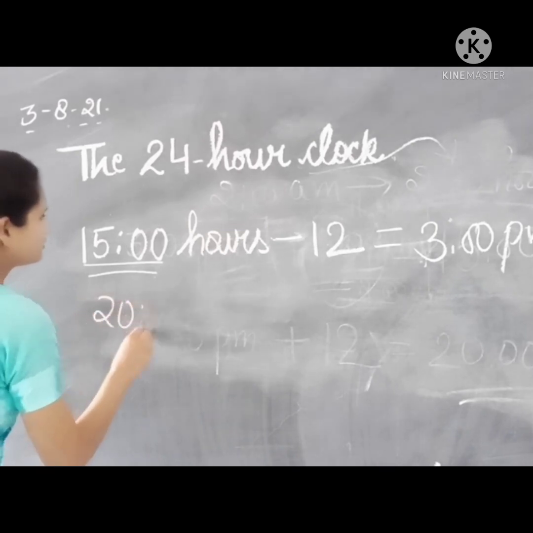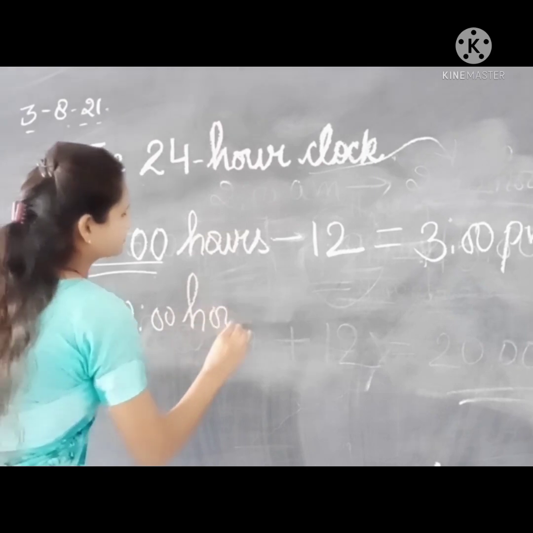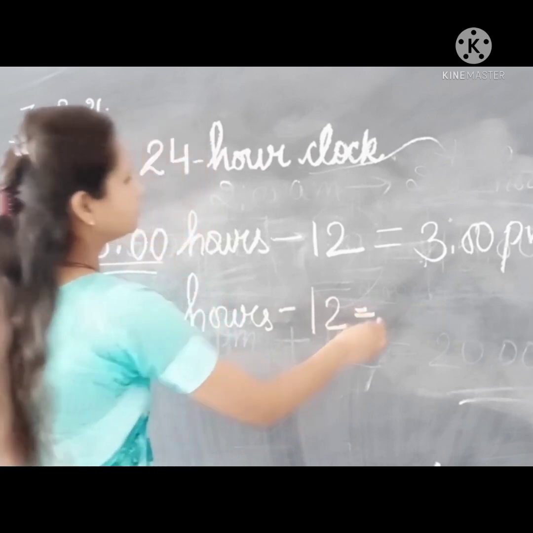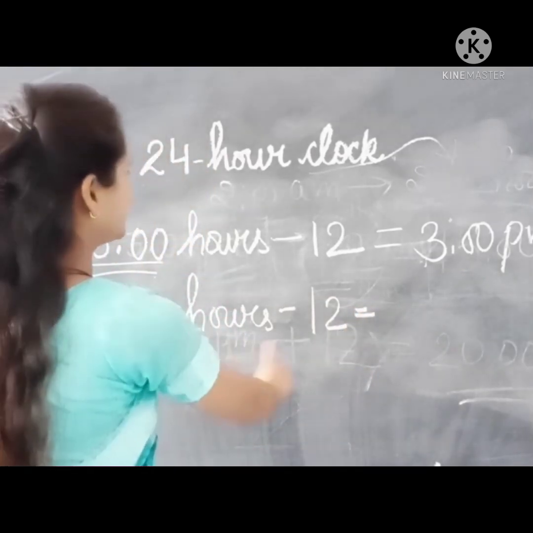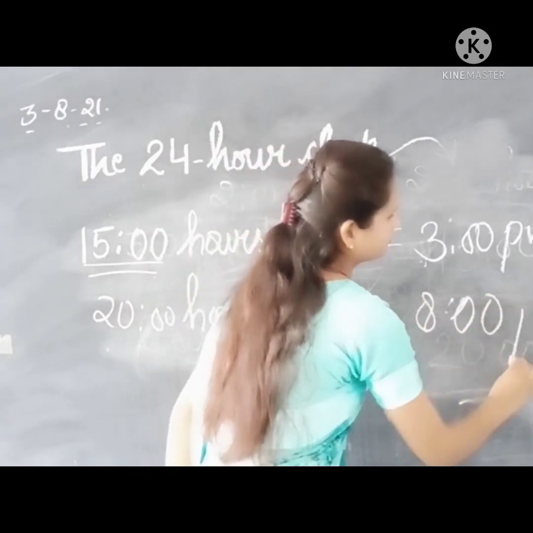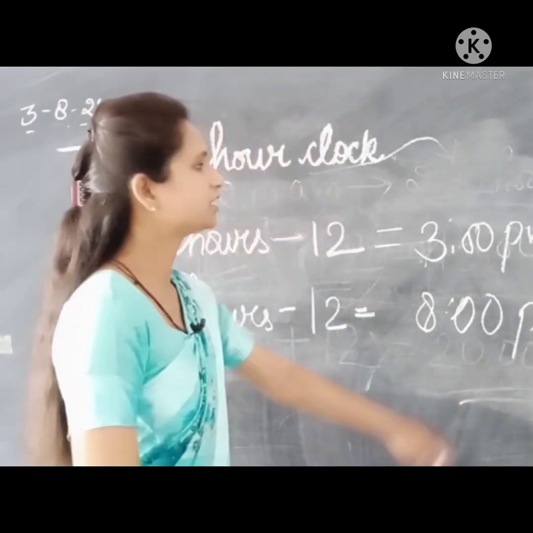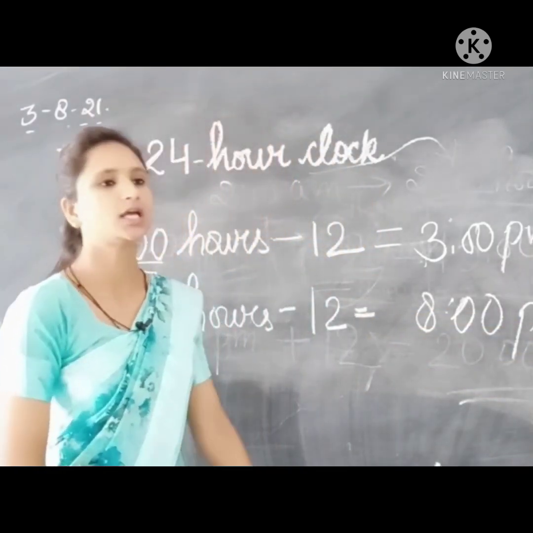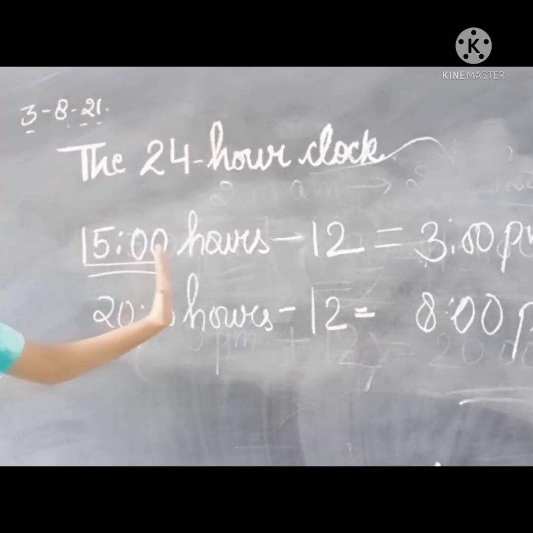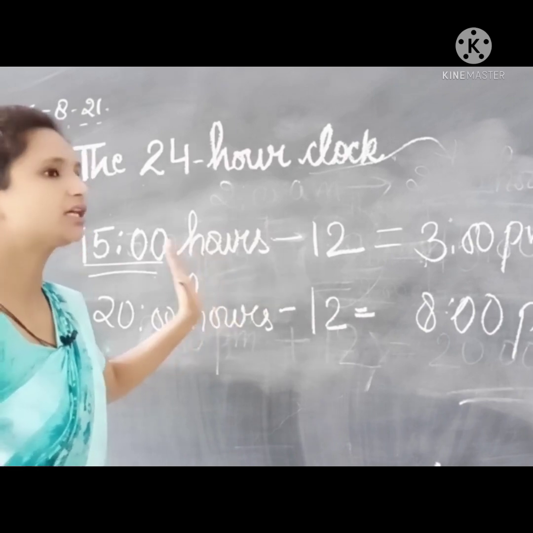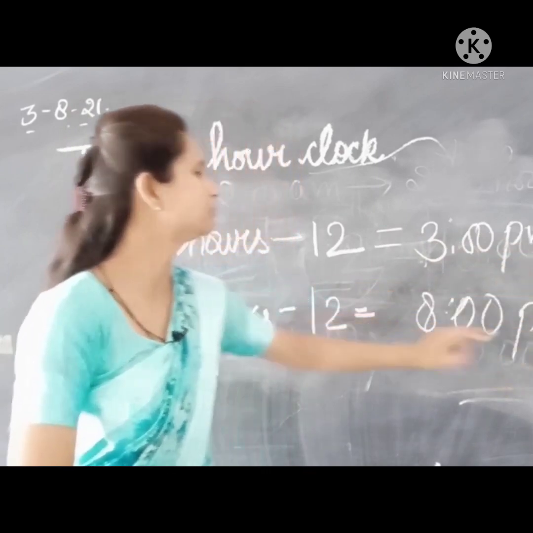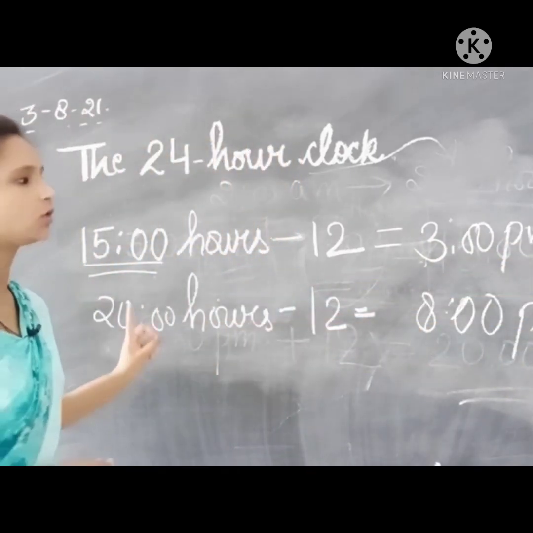Let's take 20 hours. So we have to subtract 12 from it, then it will be converted to 12 hour clock. So 20 minus 12, that is 8 PM. Why have I written PM only? Because the conversion took place between PM only. We are converting only the timing that is in PM into 24 hour clock.